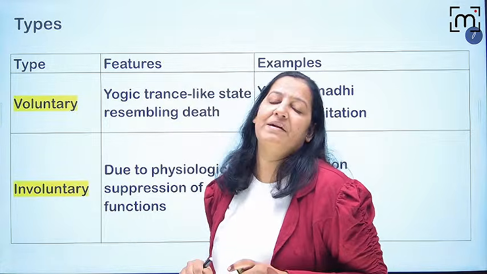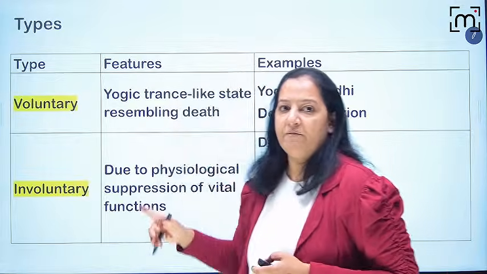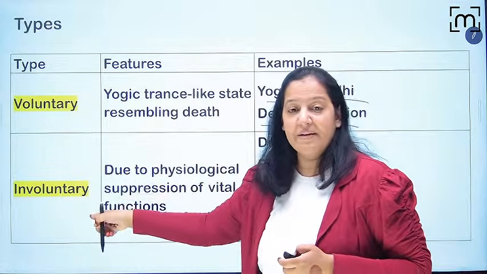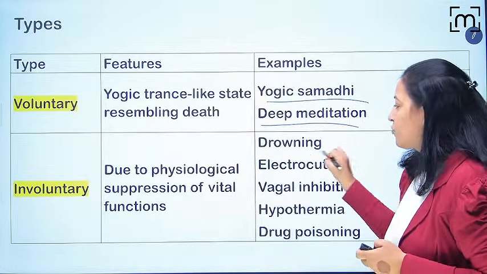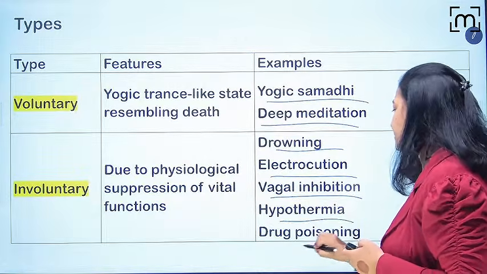There are two types of suspended animation: voluntary and involuntary. Voluntary suspended animation can be done with yoga training or deep meditation; a person can withhold his or her breath, circulation and pulse. Sometimes it can be voluntary, like in yoga training, yoga samadhi, deep meditation. And sometimes it is involuntary, in conditions like drowning, electrocution, vagal inhibition, hypothermia or drug poisoning.